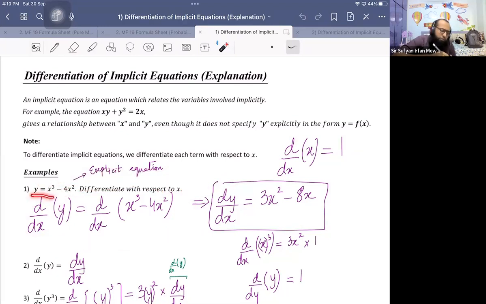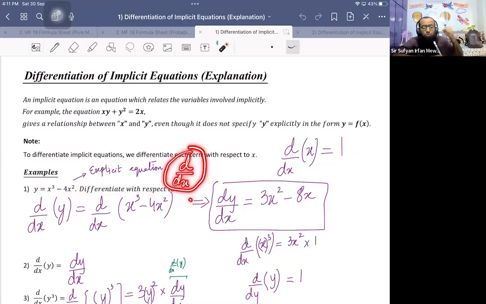Usually in AS, as soon as we saw y, we used to differentiate and write dy by dx. On the other side, we differentiate: x cubed becomes 3x squared, 4x squared becomes 8x. This was the normal procedure that we used to follow. But if I give you a different perspective to think, the question says differentiate with respect to x. Now, what is the meaning of differentiate with respect to x? Differentiate with respect to x means d by dx, d upon dx.